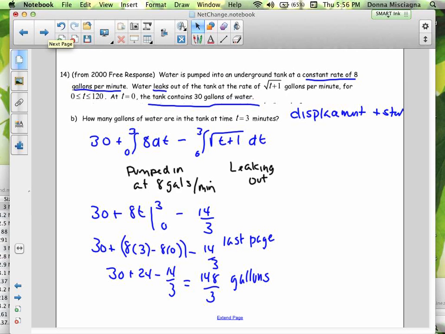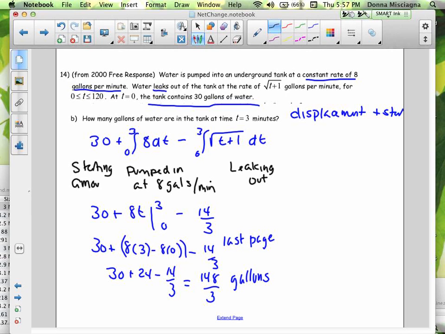So we have 30 plus, we have to integrate 8 dt. That's the pumping in at 8 gallons per minute. And then we have to integrate, but we already did this, square root of t plus 1 dt from 0 to 3. That's the leaking out. So this is literally starting amount, hopefully you're writing all this in your notes, plus pumping in minus leaking out.